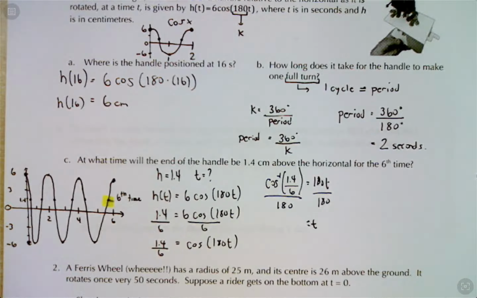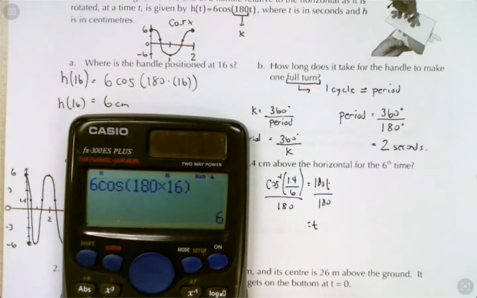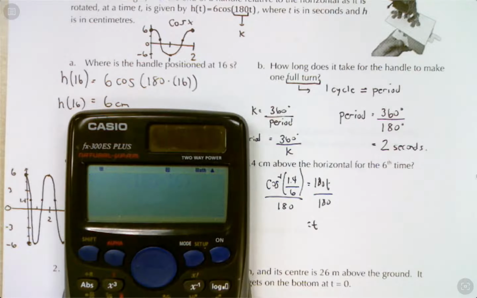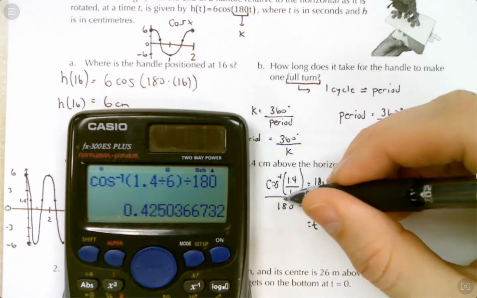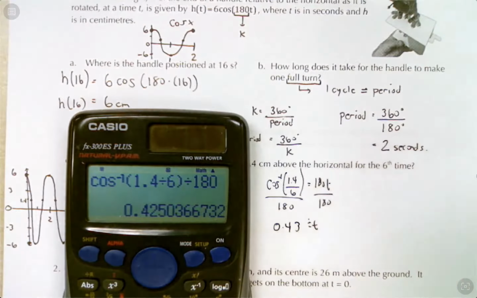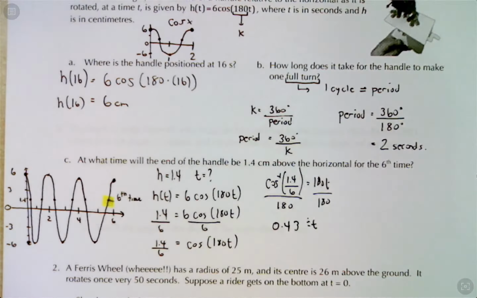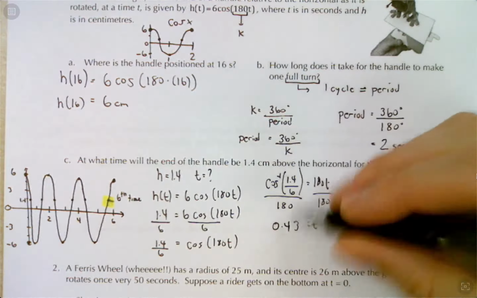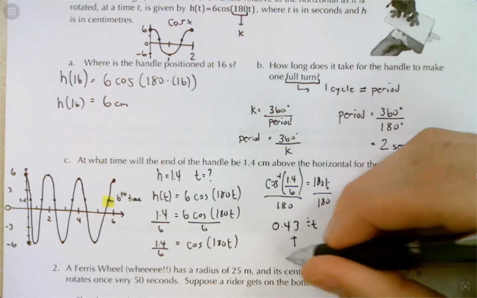So it would be a time in the first quadrant, and we'll graph and see how that relates to our sketch over there. But let's figure out this time first. So we've got cos inverse of 1.4 divided by 6, divided by 180. We get 0.43. And this is not our time answer. This is our related acute time. So we can use this on the Cartesian plane.